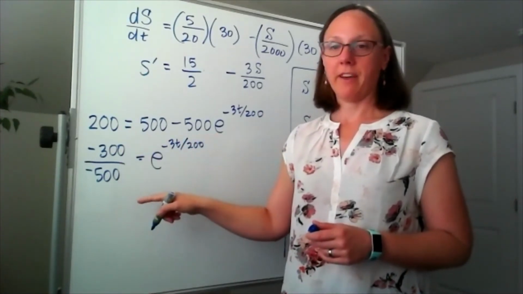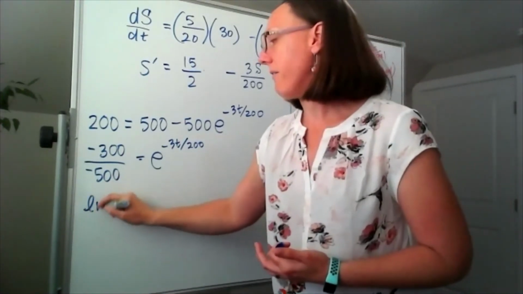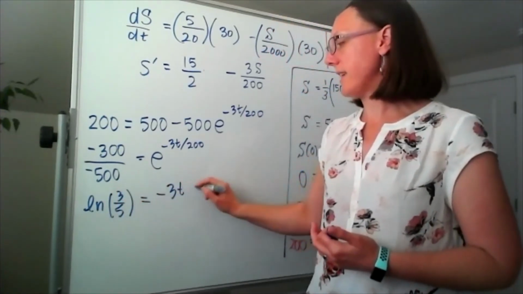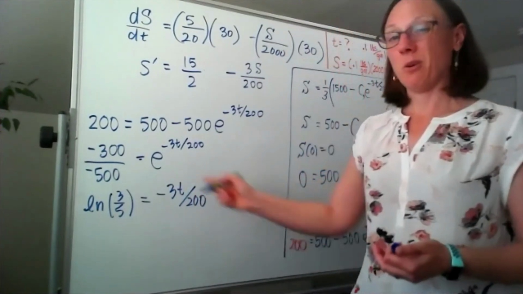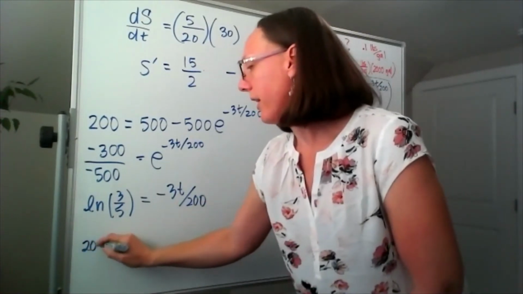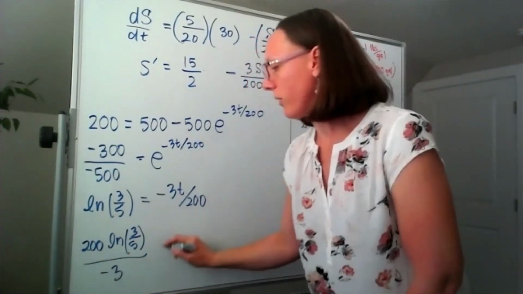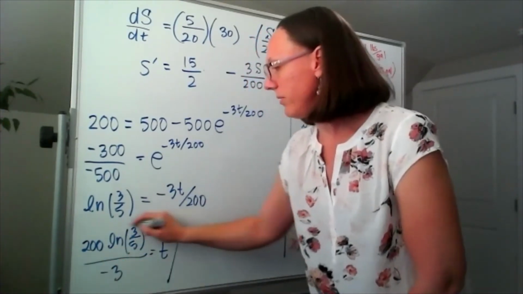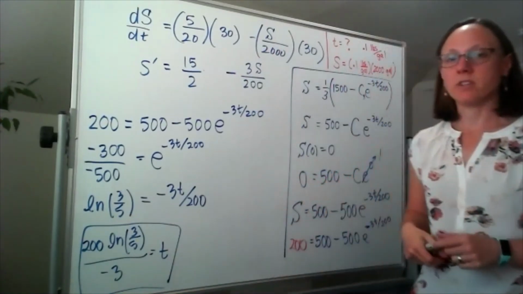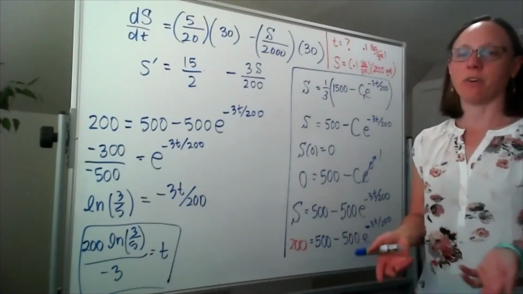So simplifying that, I've got 3/5. Now I'm going to take the natural log of both sides. So I'll have natural log of 3/5 is equal to negative 3t over 200. I'm going to multiply by 200 and divide by negative 3. So I'd have 200 ln of 3/5 divided by negative 3 is equal to t. And I do think that it is reasonable to ask you to get that far in terms of simplifying to an answer, but we would definitely walk away there if we're not using a calculator.